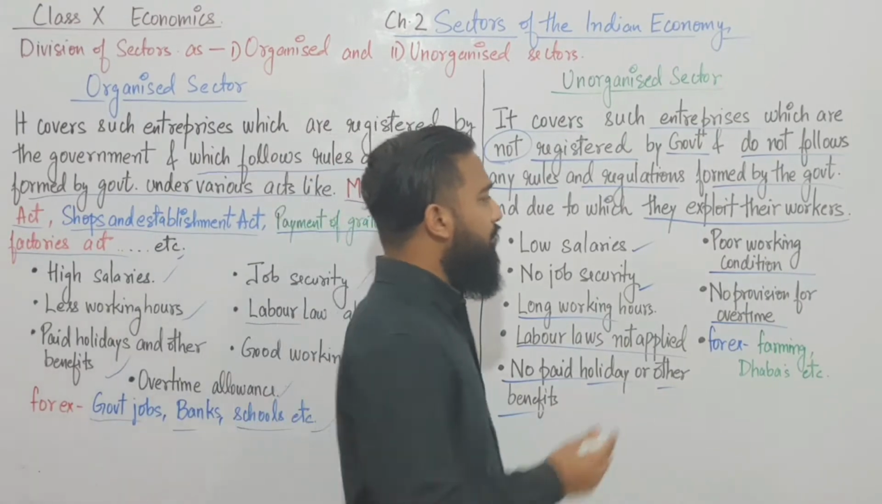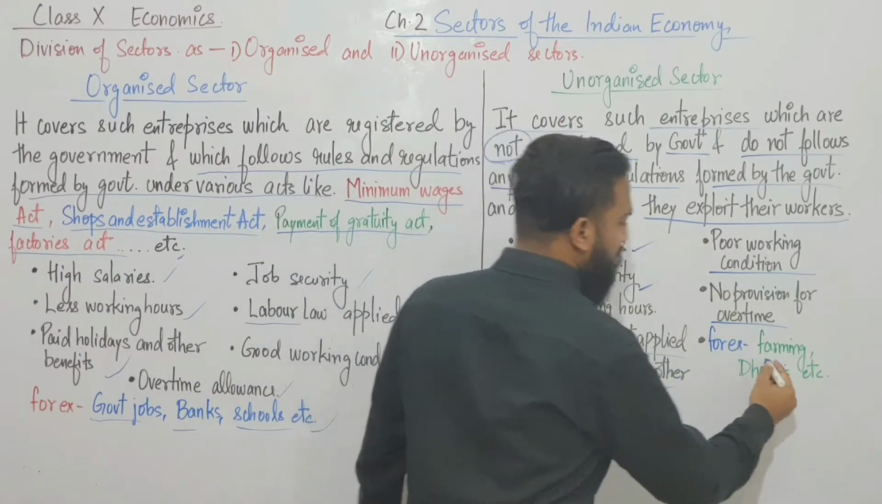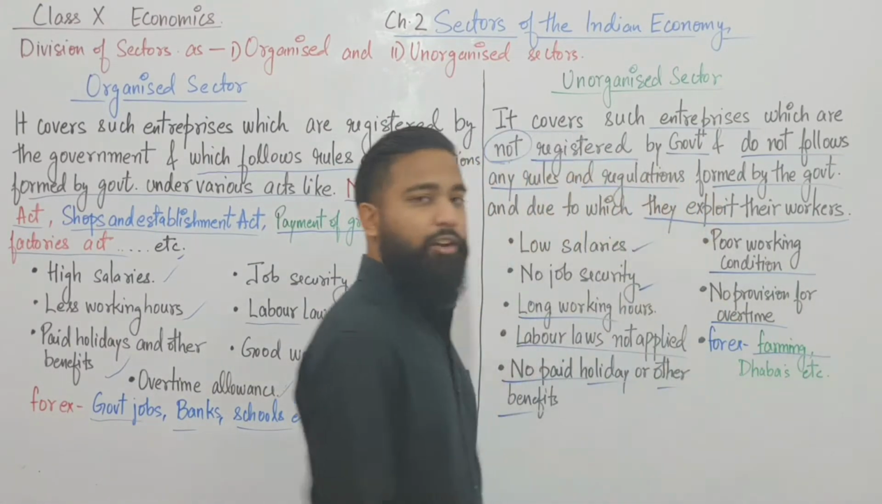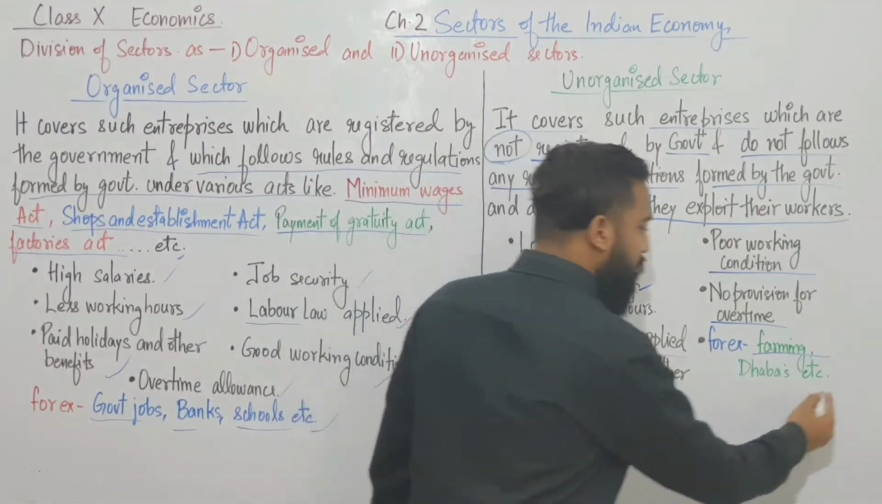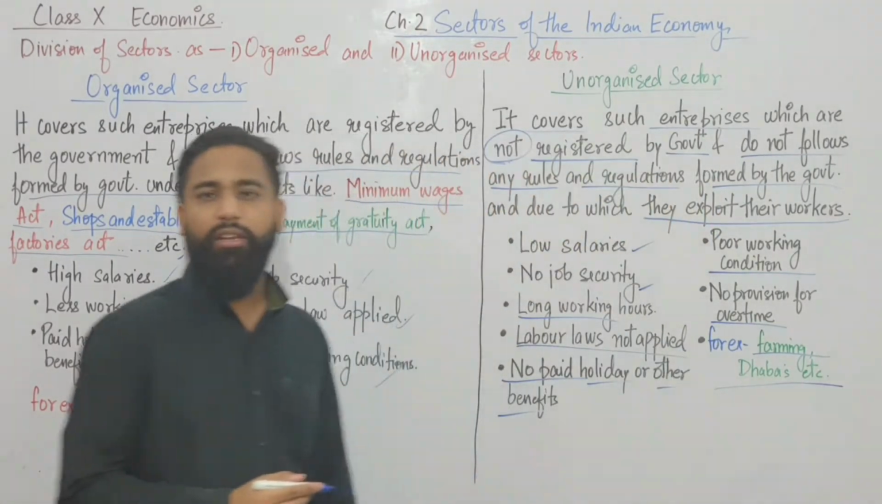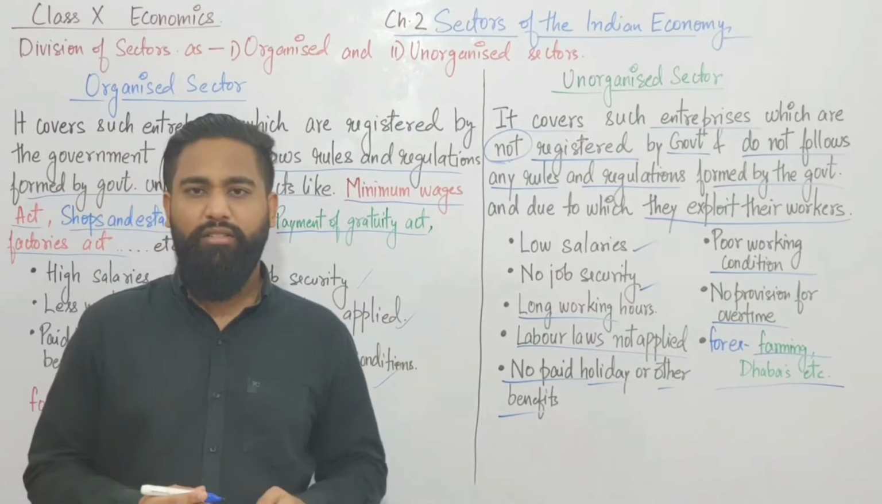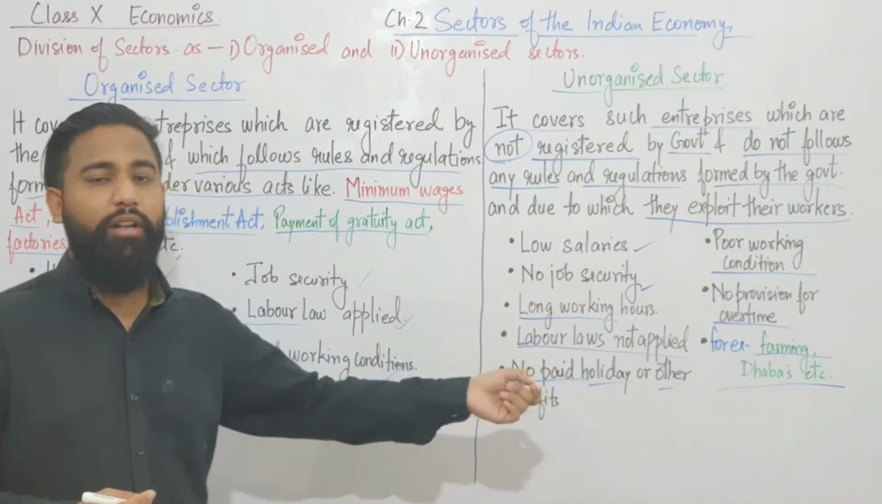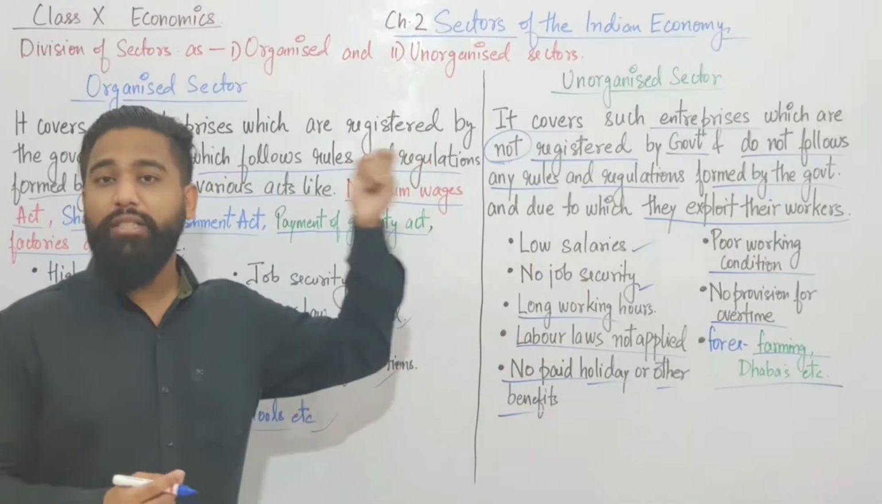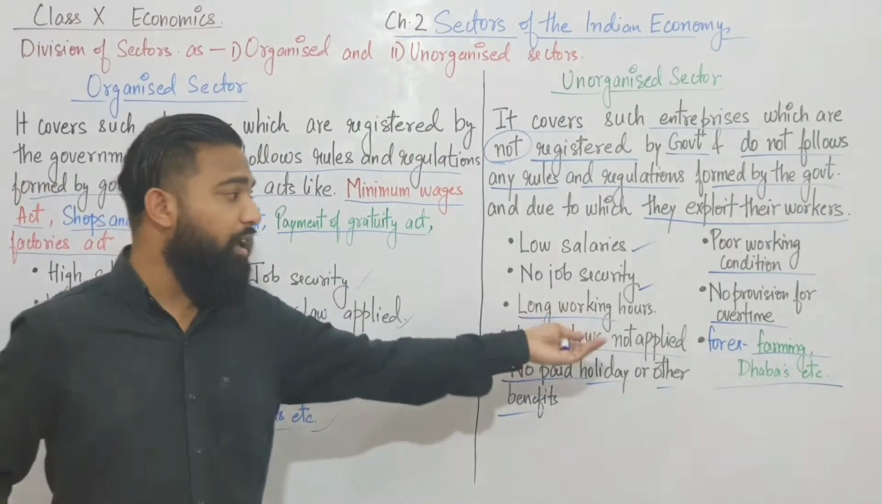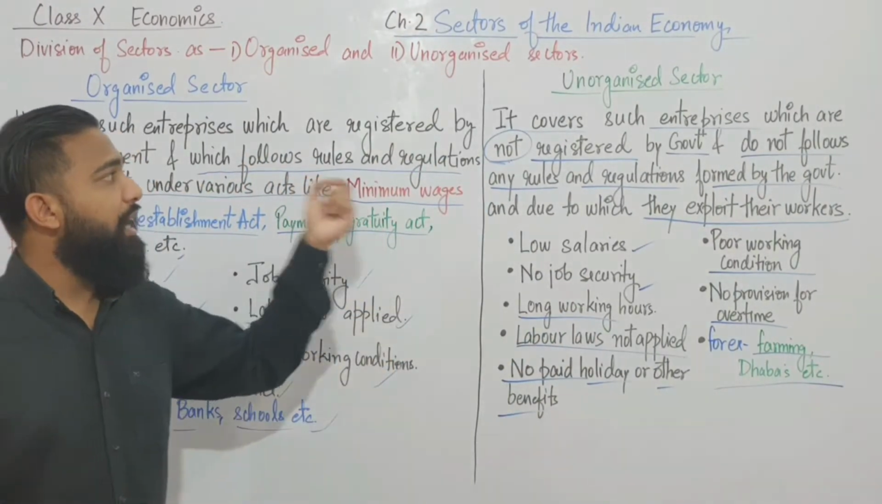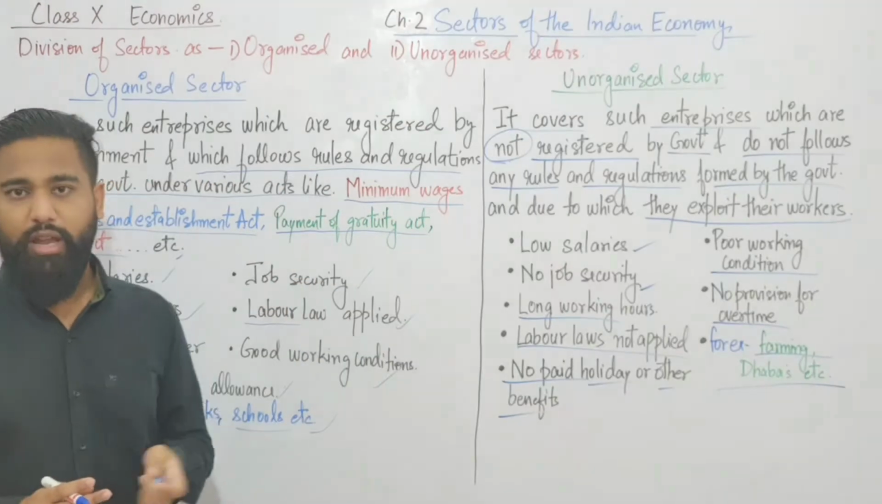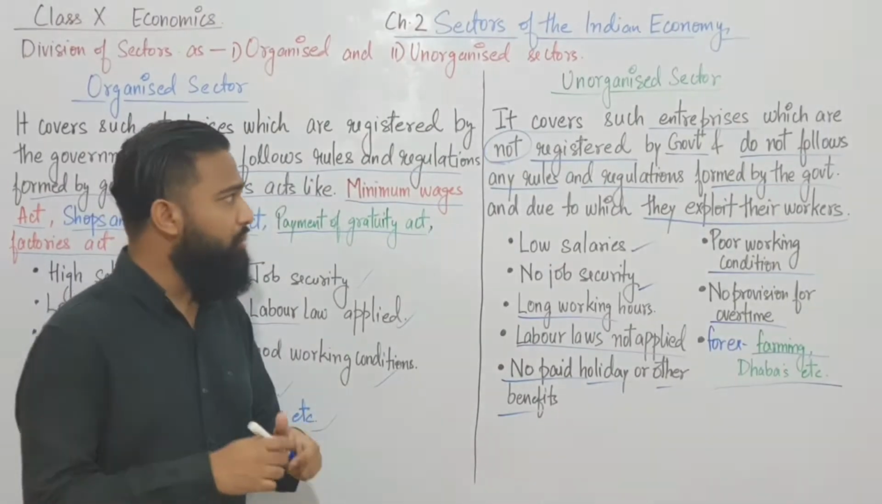For example, the unorganized sector is mostly found in the agriculture sector, in the field of farming, and also the roadside dhabas. If you have seen, there are small kids. We call them chotus. And those are the people who are being exploited. They are supposed to be in school, not at the dhabas. So these are the sectors which exploit their workers and they don't follow any rules and regulations.